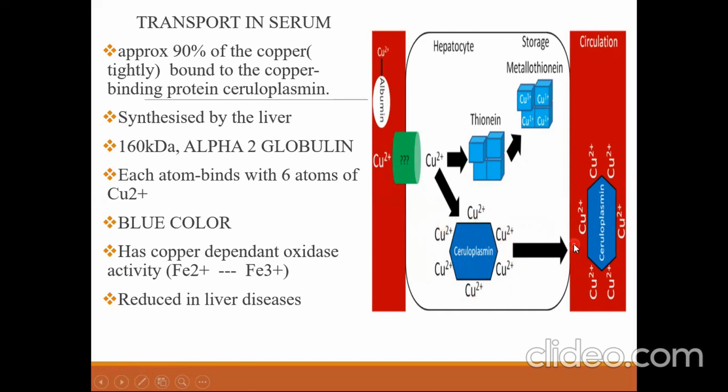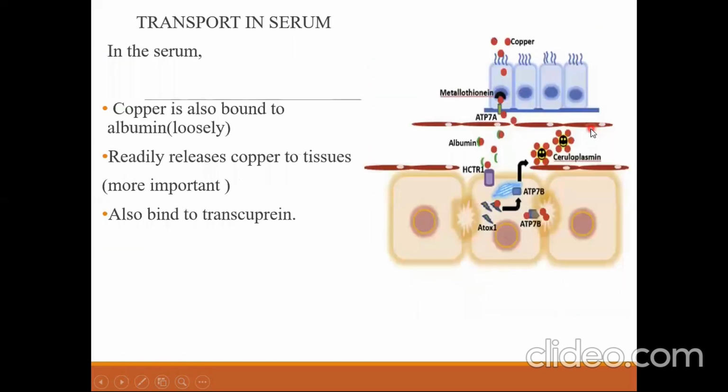This ceruloplasmin has a ferroxidase activity, which means the iron atom in the ferrous state is oxidized to the ferric form and further incorporated into the transferrin. This ceruloplasmin level will be reduced in case of liver disorders.